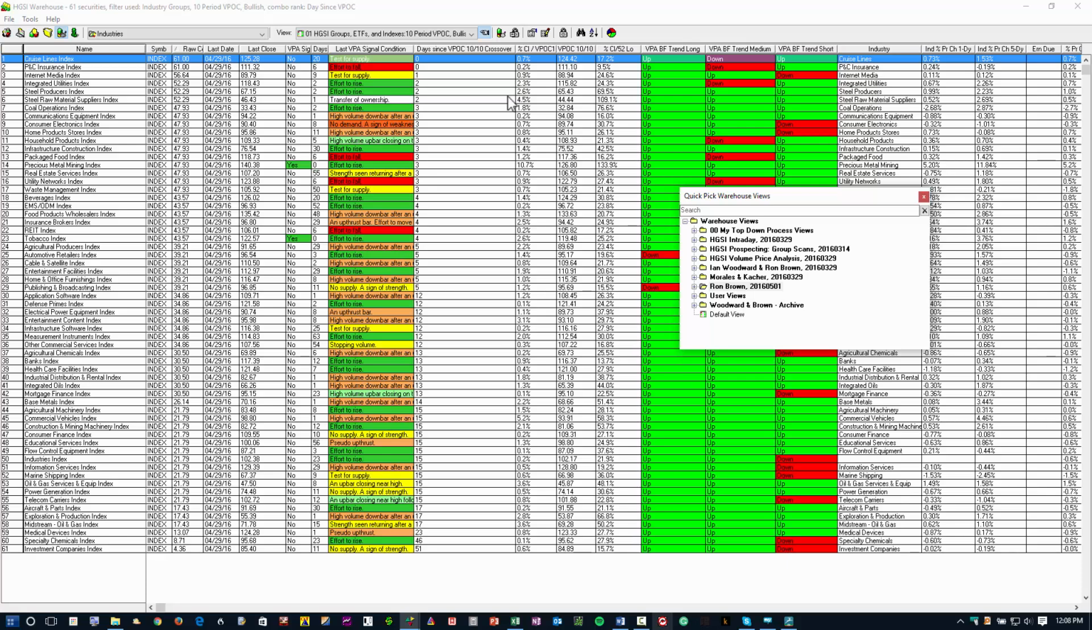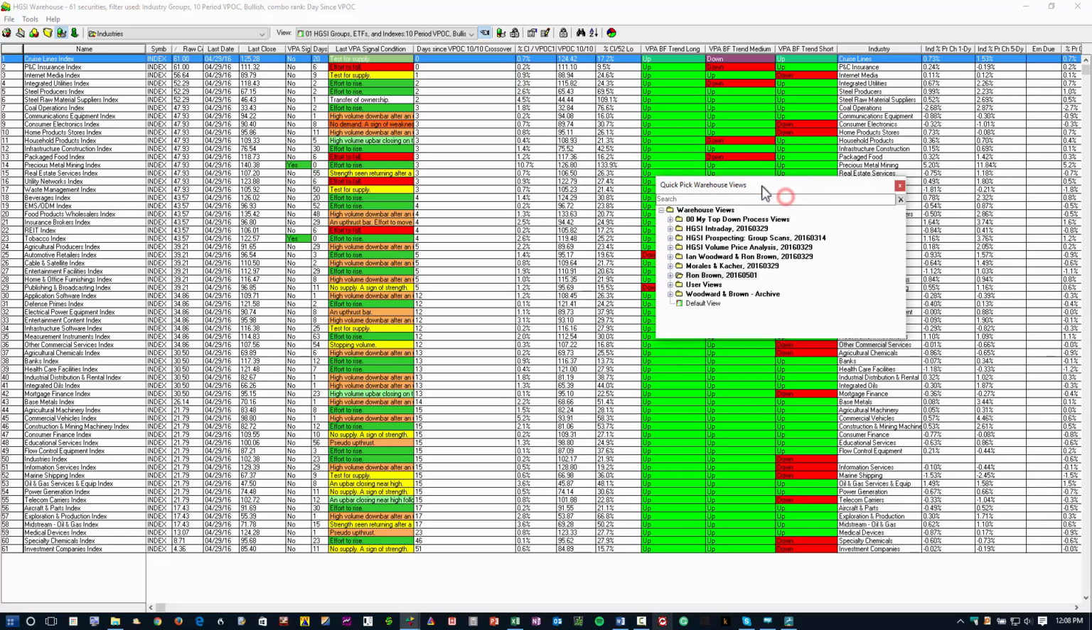Now, if you look over here under the warehouse views, you see that there's a folder just with my name in it, and all of this new material that I'm working with is just going to be under my name. The Woodward and Brown files will all remain in there, but anything new that I'm working on, and most of it will be VPA related, is going to be under my name.